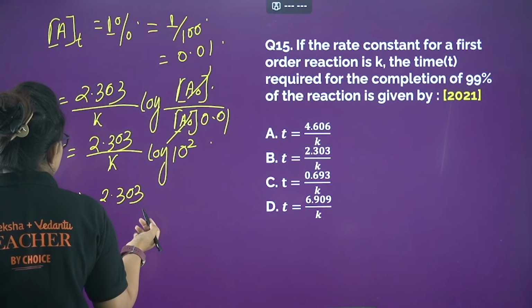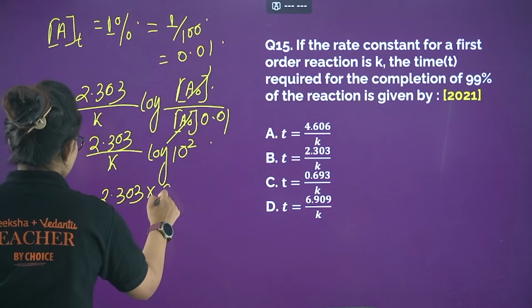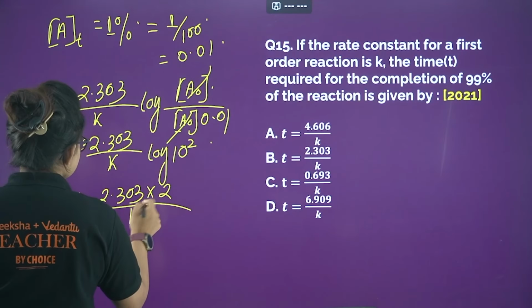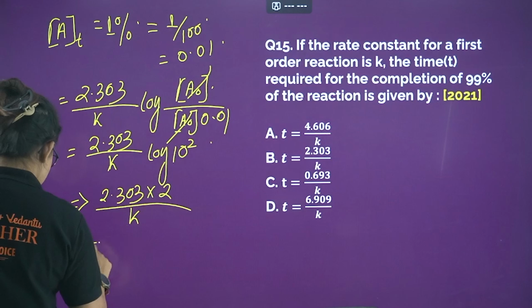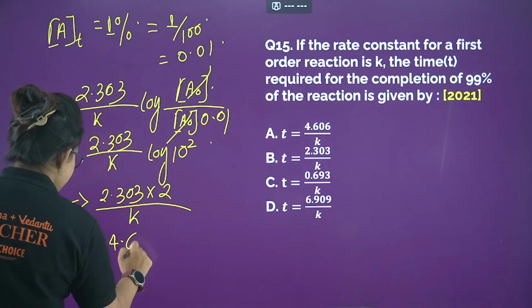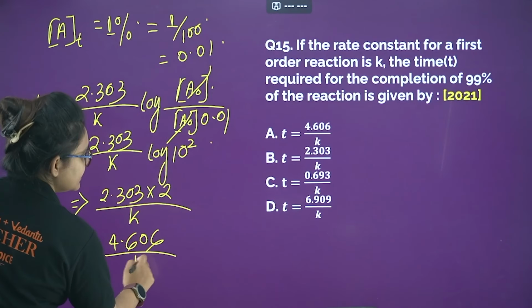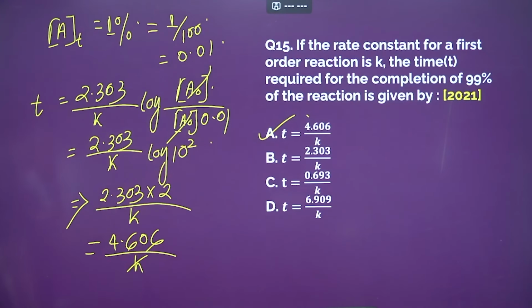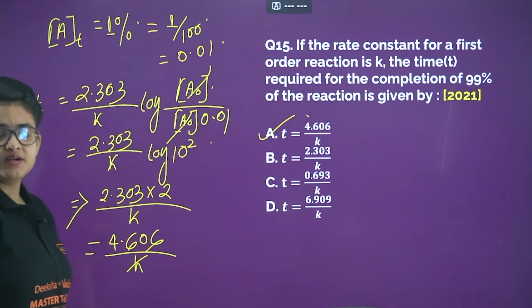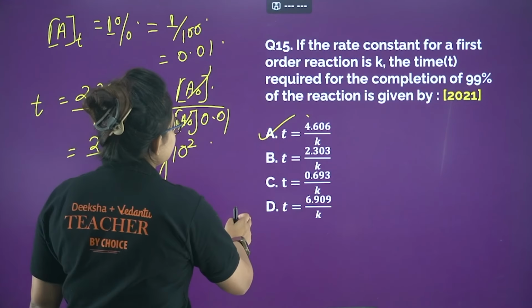2.303 into 2 divided by k. I guess you understood, 2 will come in front and log 10 value is 1, right? For this case, 4.606 divided by k. So A is going to be the correct answer. I guess you understood this. Let's proceed for the next one.